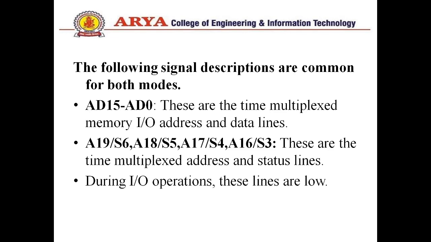These lines are active high and float to a tri-state during interrupt acknowledge and local bus hold acknowledge cycles. Next is A19 to A16 and S6 to S3, that is A19, A18, A17, A16 and S6, S5, S4, S3. These are the time multiplexed address and status lines. During T1, these are the most significant address lines for memory operations, and during input output operations, these lines are low.